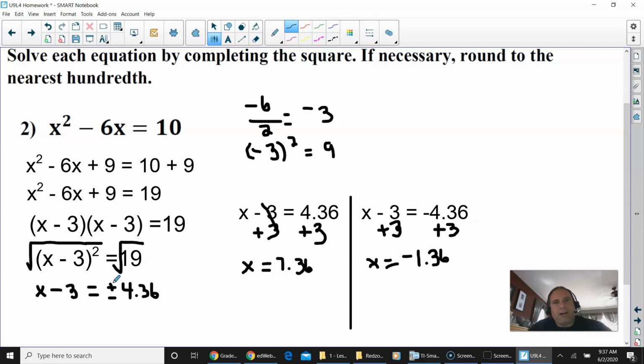You add 3 on both sides. Over here you split up the equations, making one positive and one negative. You add 3 on both sides, you get x equals 7.36, and you get x equals -1.36. You could check it in your calculator by putting in x squared minus 6x minus 10 and see if you have the same result as far as the roots go. You could check your calculator that way.